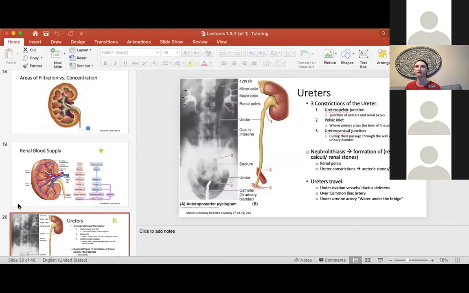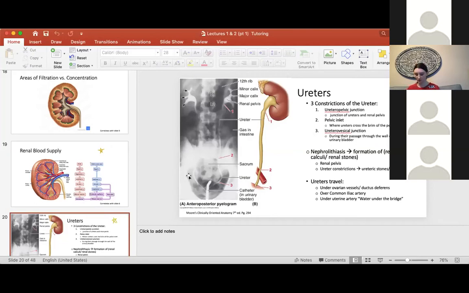Here are the ureters. So you've got 3 constriction sites: the ureteropelvic junction, the pelvic inlet, and the ureterovesical junction. The way I think about it is coming out of the kidney, going into the bladder, and then when it passes right over the inlet. So not too bad.